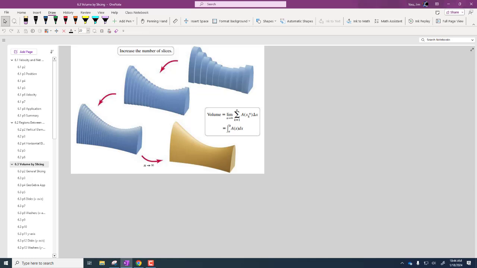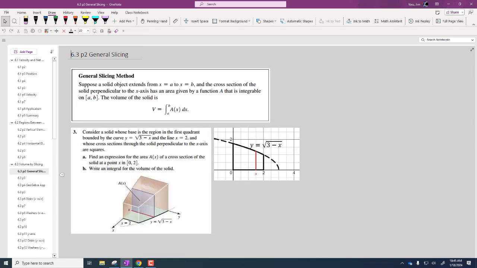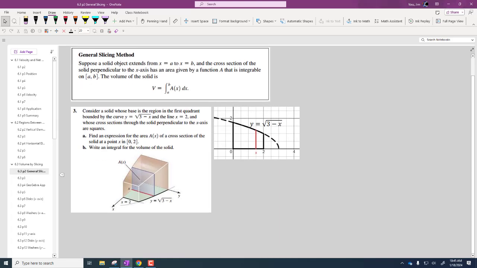And so we will find, as we let n increase, that's the Riemann sum idea, we get a better and better approximation. And then when we take the limit and let n go to infinity, we will get the exact definite integral, which will be the exact volume. So that's our idea. We need to find a cross-sectional area function in order to integrate it to get the volume of the solid object that we're referring to. So here is our first example.